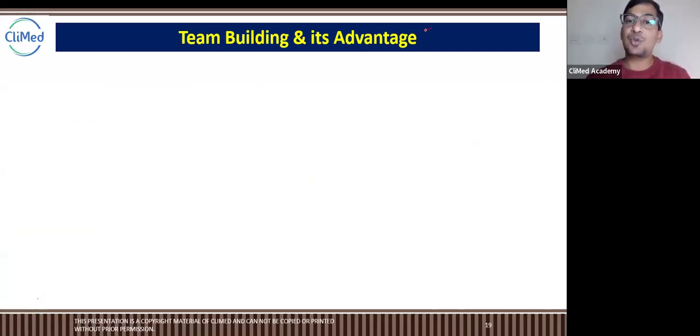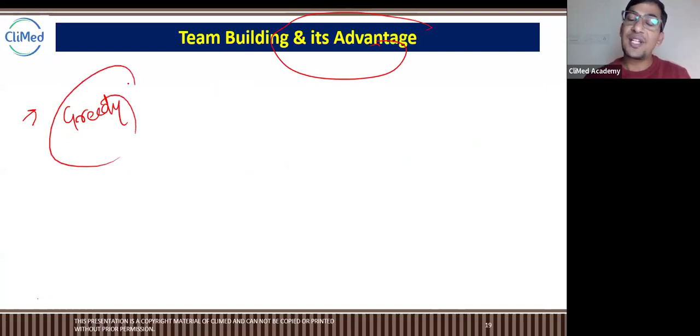Okay. Now I'll come to the disadvantage and advantage. See, first of all, the researcher should not be greedy. They should not think that all the funds I will only take, all the credit I will only take. That doesn't work at all. The researcher should not be greedy.